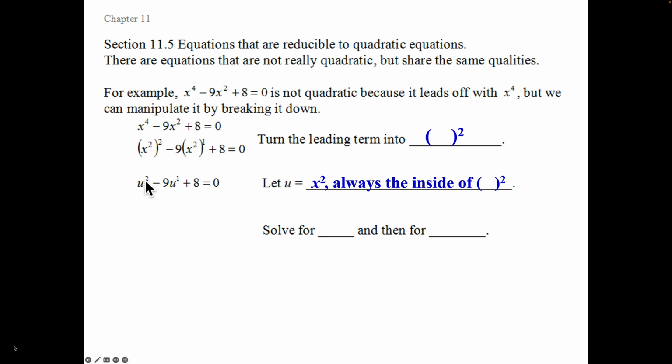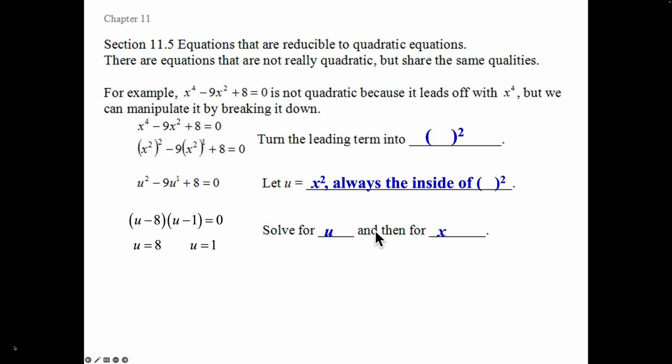And now we get u squared minus 9u to the first plus 8 equals 0, which is now technically quadratic because it starts with a u squared. And we can solve this for u. And then we'll turn around and solve it for x because we'll come back to this statement. So here, this factors. What two numbers multiply to be 8, add up to be negative 9? How about a u minus 8 and a u minus 1? Well, we know that this u is going to equal 8. This one's going to be 1.